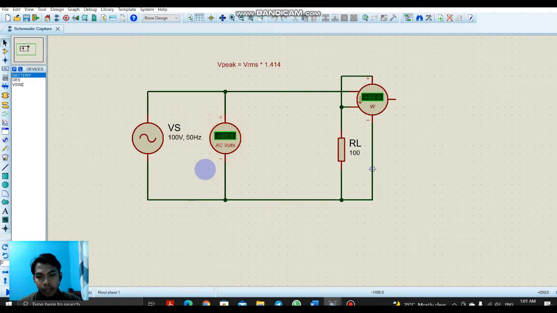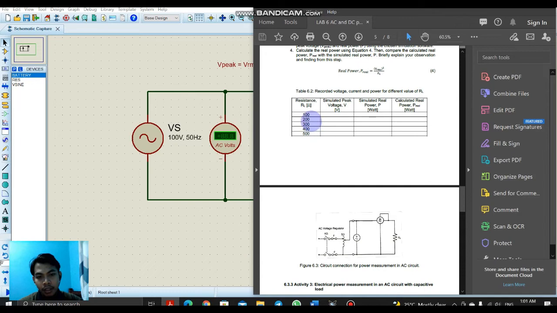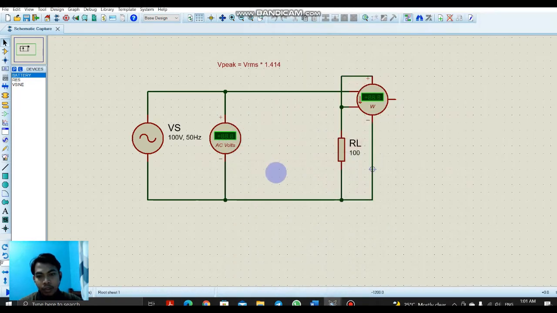In the circuit, we have the AC source, VS, with 100 volts and 50 hertz frequency. Next, we have the AC voltmeter, the wattmeter, and also the resistance RL. The resistance values are the same as in the previous activity: 100, 200, 300, 400, and 500 ohms. First we will simulate for the 100 ohm value.